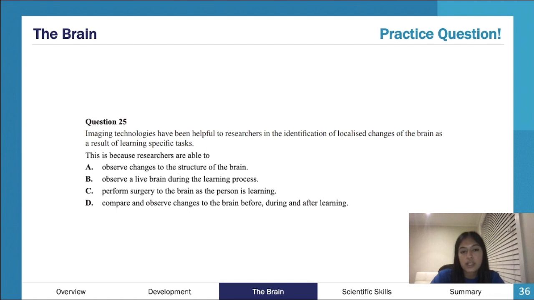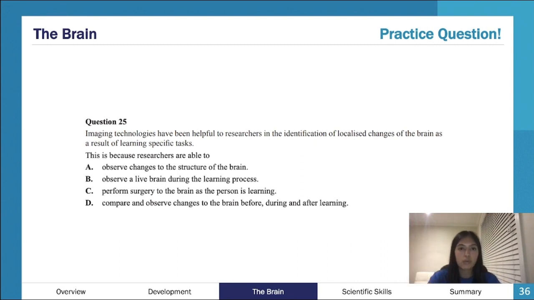So it's very important for this, because the answers are relatively similar, to think about the actual context. So observe changes to the structure of the brain. Potentially, if you look at D, compare and observe changes to the brain before, during, and after learning, very similar. A is just a little bit more vague. So you'd probably be flagging those two. Observe a live brain during the learning process, not necessarily the best option in terms of thinking about imaging technologies, or not the best way to describe it as well. Perform a surgery to the brain. Imaging is not surgery, you're not opening the brain. So then again, you're kind of at D.